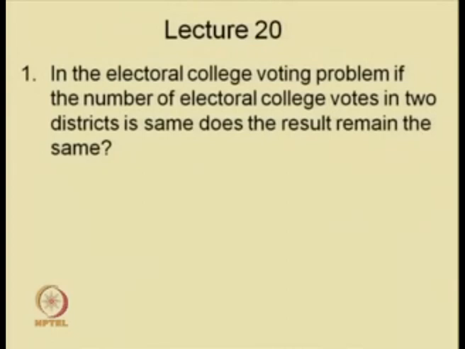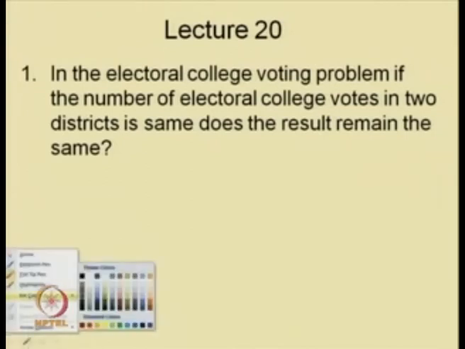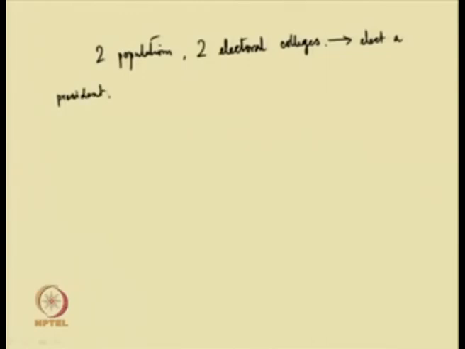In the Electoral College voting problem, if the number of Electoral College votes in two districts is the same, does the result remain the same? So, just to refresh our memory, what was the Electoral College voting problem? Two populations are there, and therefore, two Electoral Colleges are there, and these Electoral College members elect, suppose, a president. Now, how are these Electoral College members chosen?